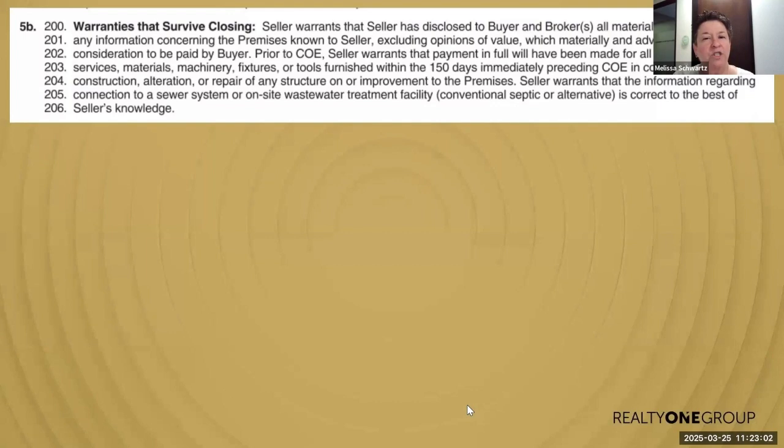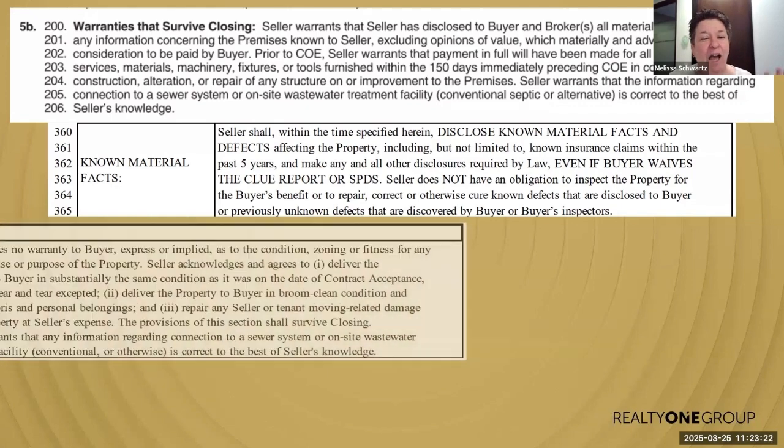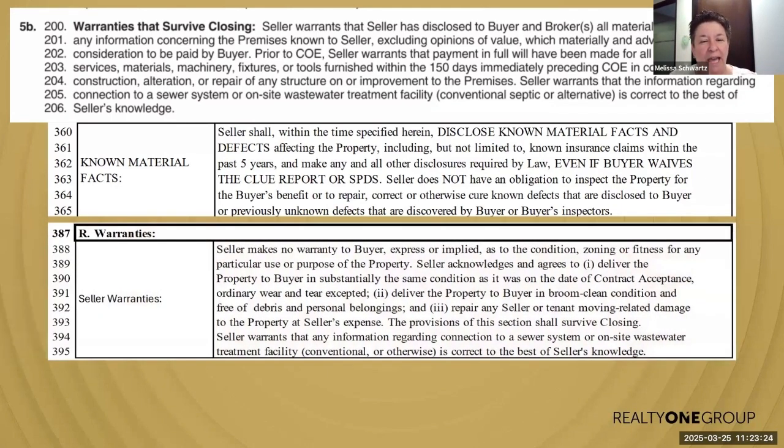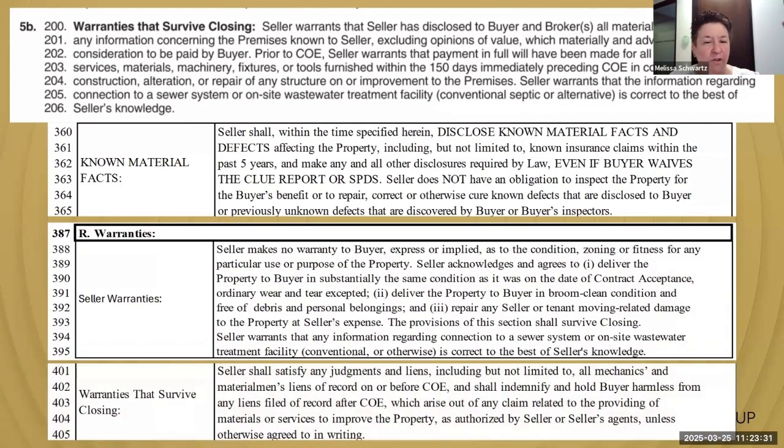Warranties that survive closing. This is very similar, right? There are known material facts and defects, and those survive closing, folks. If they've got carpeting down and they just put the carpeting down and there was a huge crack across the whole room. Oops, forgot to tell anybody that there was a crack there. Right? That would be a problem, right? So again, similar things, no material facts, seller warranties. Warranties that survive closing. So I've got both of those.